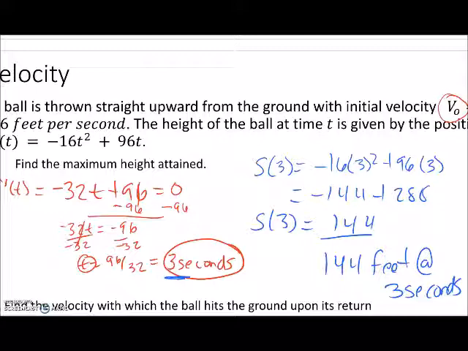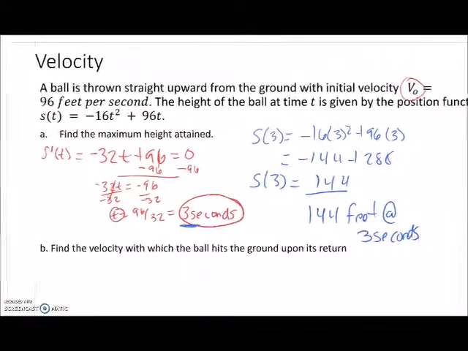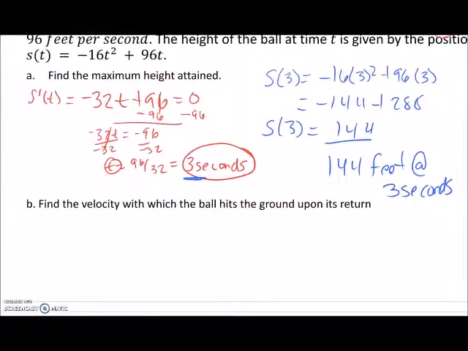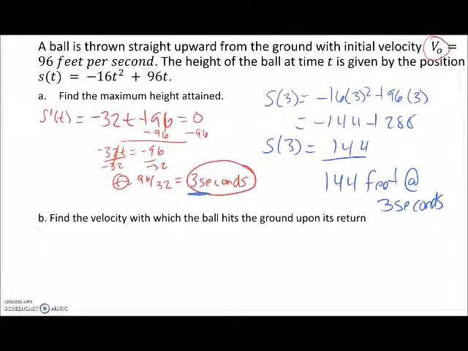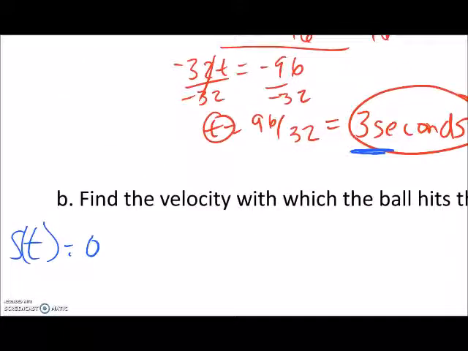So having this in mind, we're going to move on to the next section, where it says, please find the velocity at which the ball hits the ground upon its return. So the ball hits the ground when s of t is equal to 0. Well, in that case, let's look at s of t, which was negative 16t squared plus 96t.